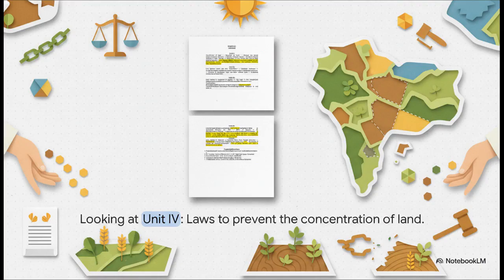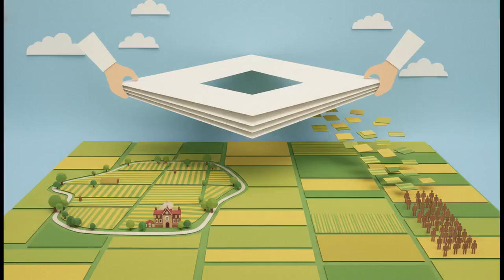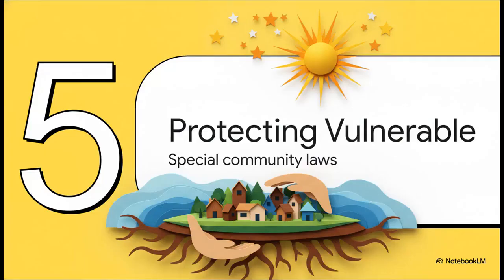And what's the main tool they use to do this? Something called land ceiling acts. The idea behind it is actually pretty simple, but it's incredibly powerful. These laws basically put a cap, or a ceiling, on how much agricultural land one person or one family can legally own. Any land they have above that limit can be taken over by the government and then redistributed to landless farmers. It's a direct attempt to tackle the problem of wealth and resources being concentrated in just a few hands.